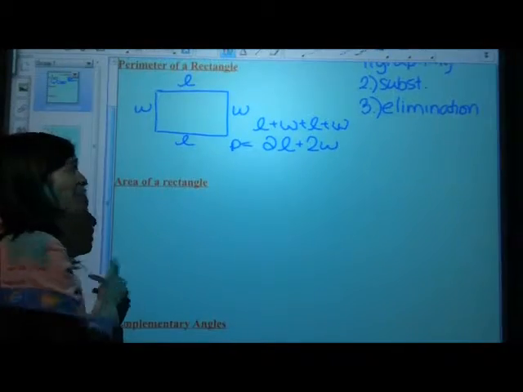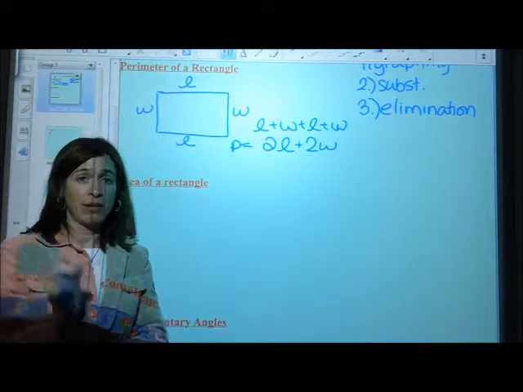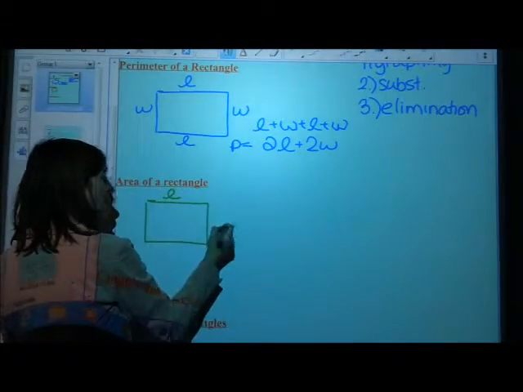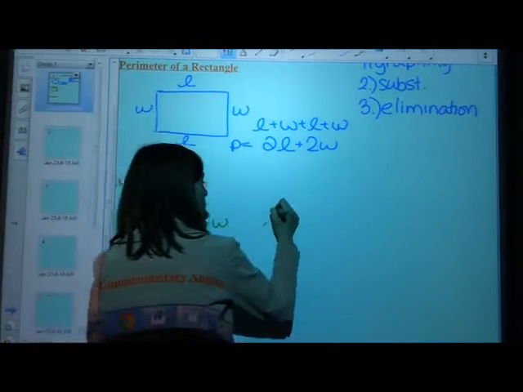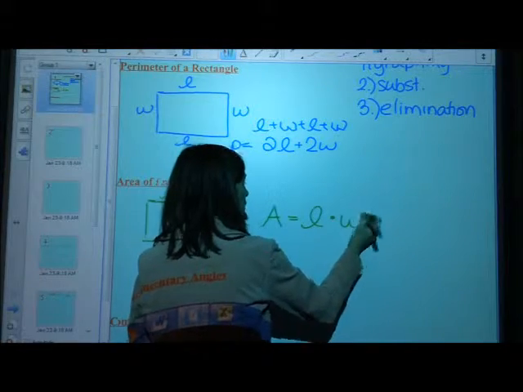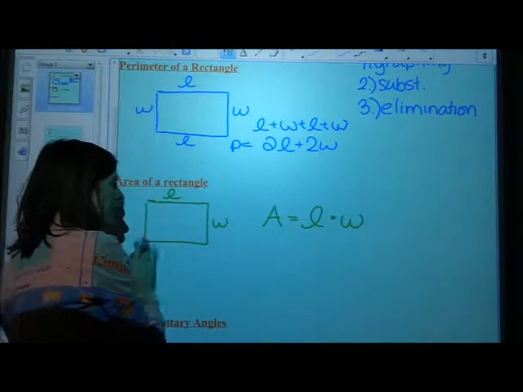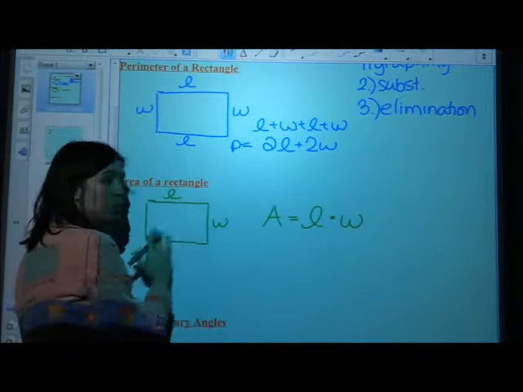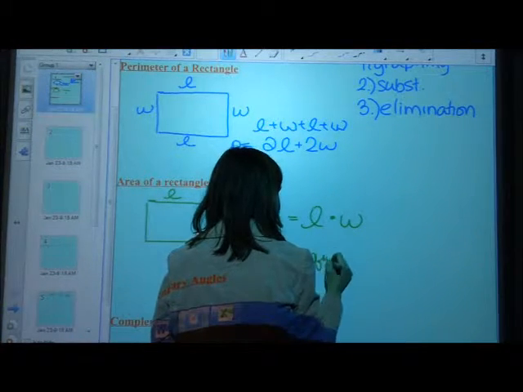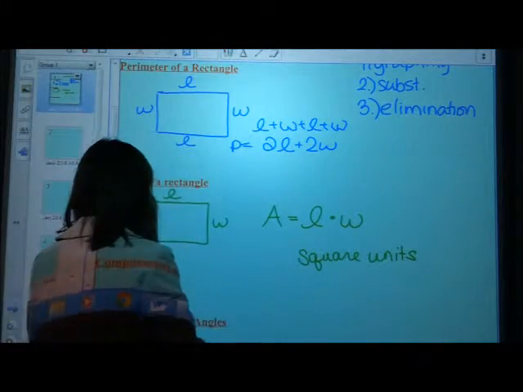All right, finding the area of a rectangle. We have worked on this area formula a lot. I want everybody to know it. If I have a rectangle with a length of L and a width of W, to find the area, you multiply the length times the width, okay? So perimeter, we add up the sides. Area, we multiply the length times the width. And since it's area, we know our answer is always in square units. Whatever the units may be, okay?